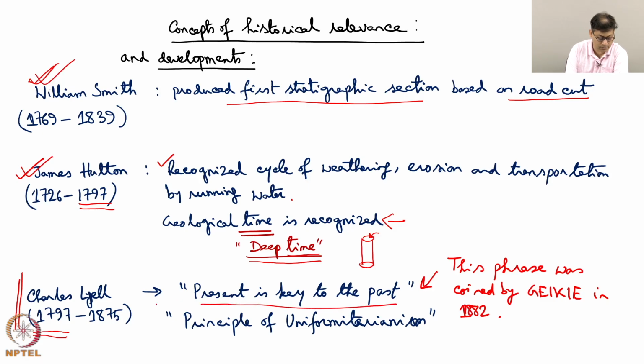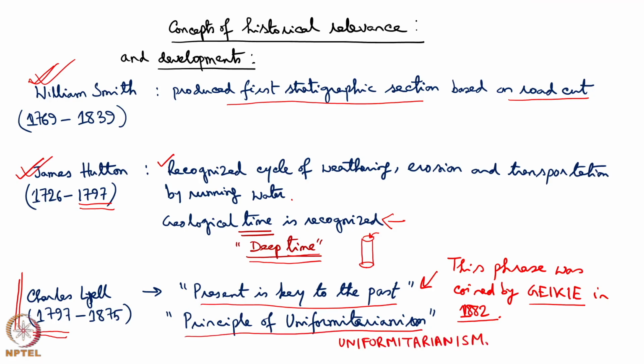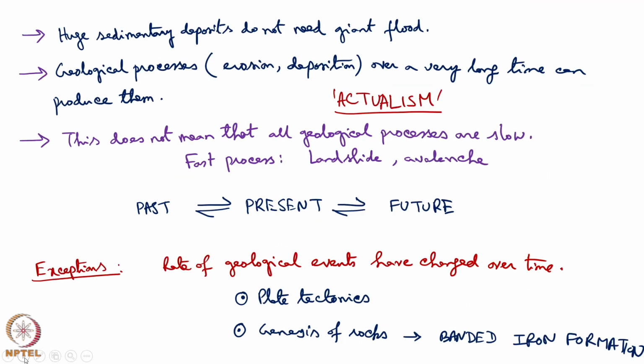By the way, this was not said by Charles Lyell, but this very famous phrase was coined by Geikie in the year 1882. This principle, "present is the key to the past," which I am going to explain, is also known as the principle of uniformitarianism. Let us look at it in detail.